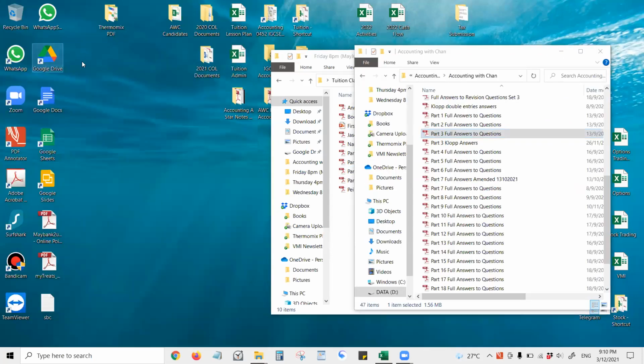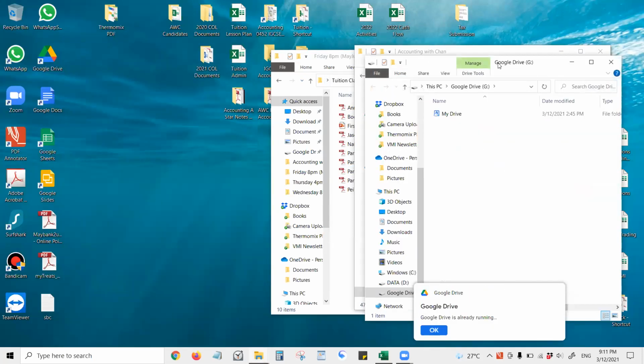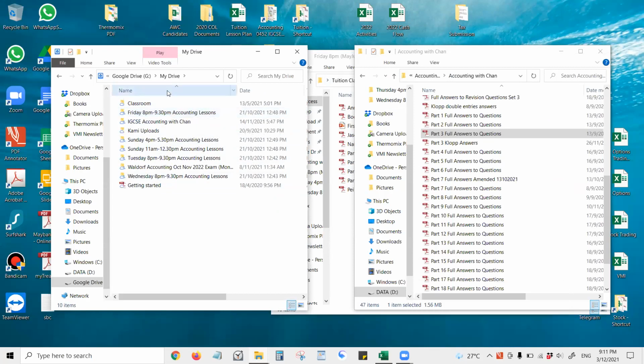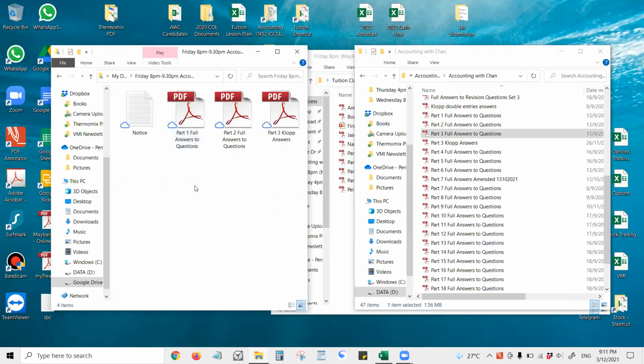You know how to get to the folder, right? You have to get to your Google Drive. Go to Google Chrome first, then click Google Drive. Then you click Shared with Me. Then you can get to this folder. Inside you have the answers to the earlier 3 chapters.